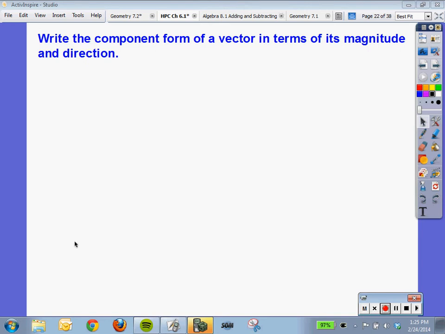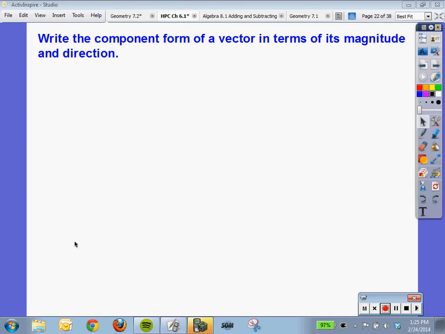We're going to start off today by writing the component form of a vector in terms of its magnitude and direction. So far we've written a vector in terms of its horizontal and vertical component. Today we're going to learn how to identify the horizontal component in terms of the magnitude and direction, and the vertical component in terms of its magnitude and direction.